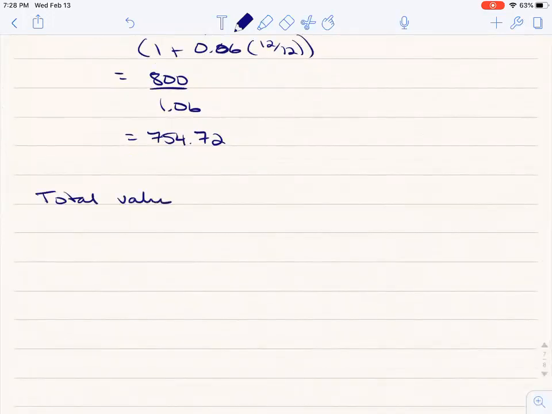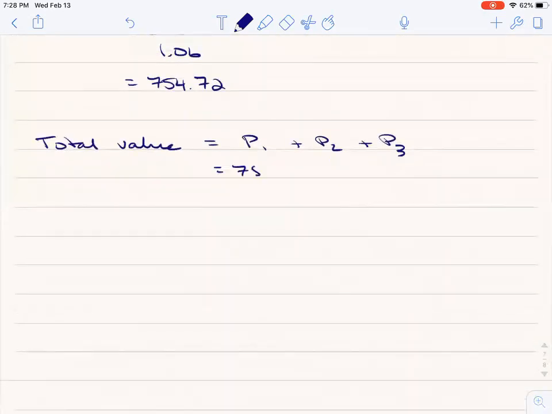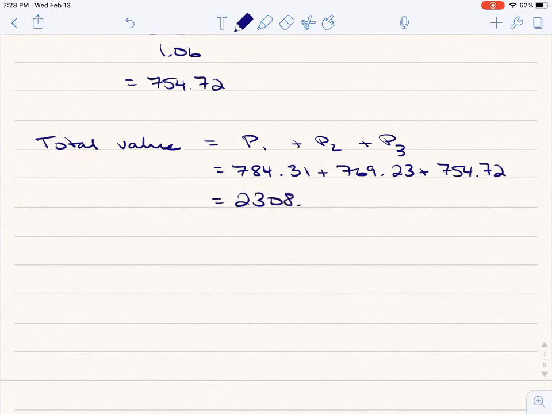So the total value, right, of this investment today is P1 plus P2 plus P3, which is 784.31 plus 769.23 plus 754.72, which is $2,308.26.